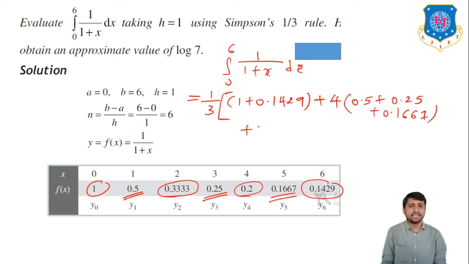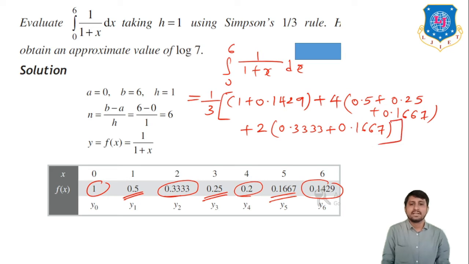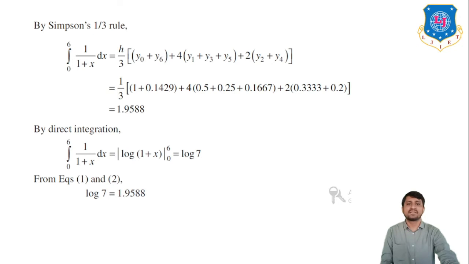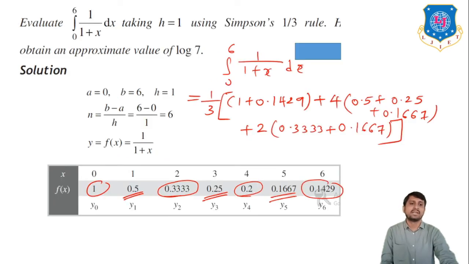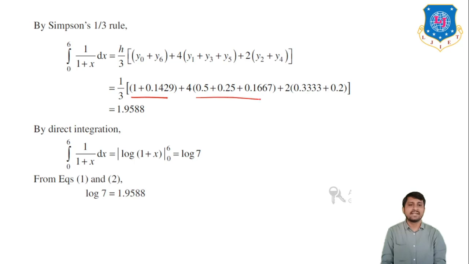So plus 2 into 0.3333 plus 0.1667 here. So you can see that when you calculate, y0 plus y6, 1 plus 0.1429, 4 into 0.5, 0.25 and 0.1667, and plus 2 into all even entries, the final answer is 1.95.